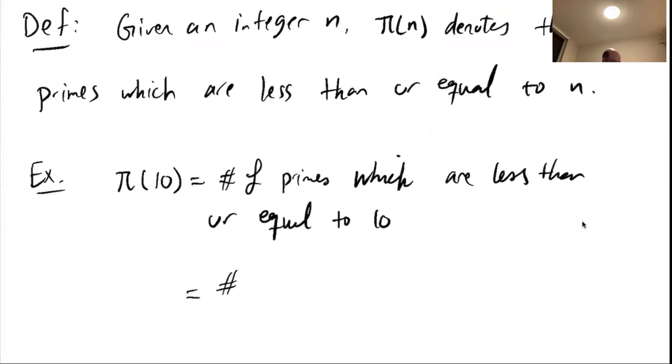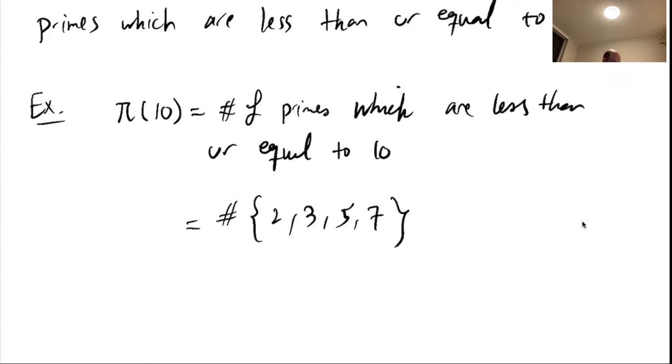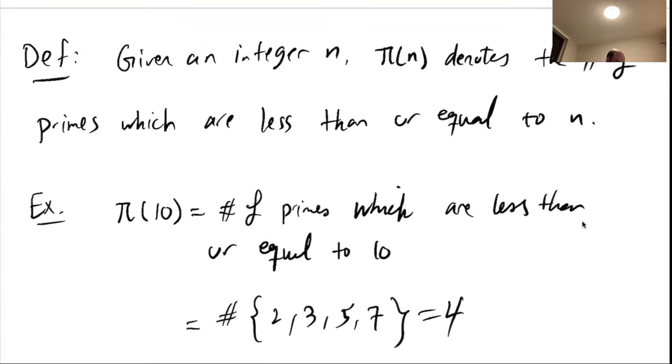So that means number of elements in the set 2, 3, 5, 7. These are the only primes that are less than or equal to 10. How many of them, therefore, do we have? Because pi of a number is the number of primes that are less than or equal to the given number. In this case, it's 10. So number of elements in the set 2, 3, 5, 7, which is 4. Okay, so pi of x.